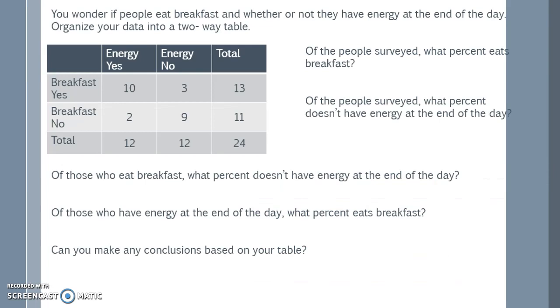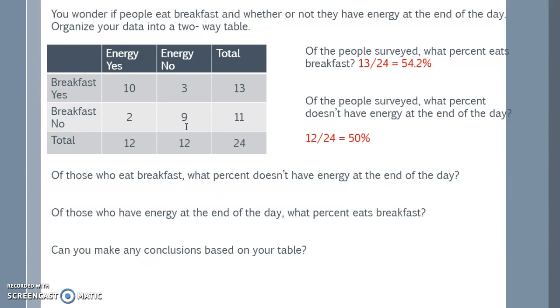We now can grab some information from the table. Of the people surveyed, what percent eats breakfast? So of the total people that we have will be our denominator. There were 13 which ate breakfast, for a total of 54.2%. Of the people surveyed, what percent doesn't have energy at the end of the day? So of the total people of 24, there were 12 that had no energy. So 12 divided by 24 is 50%.